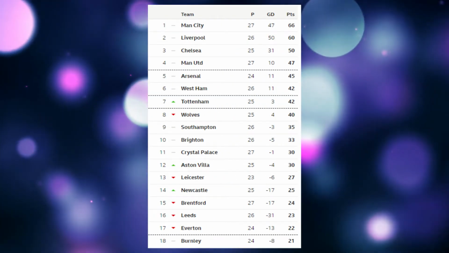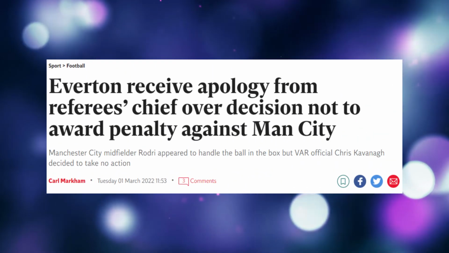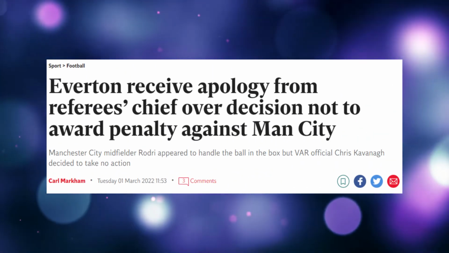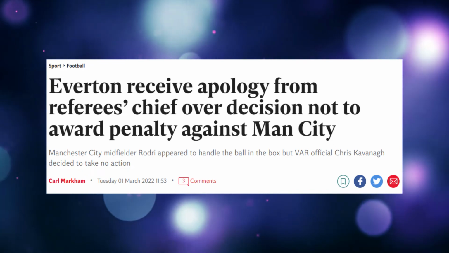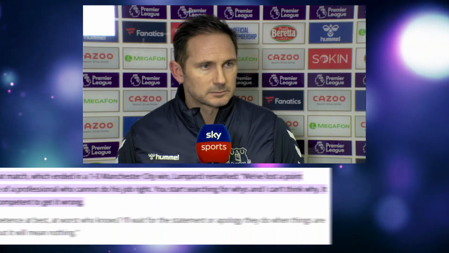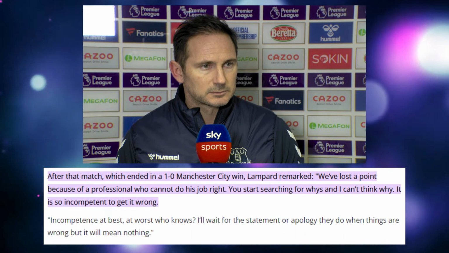At the time, both clubs were desperate for points, as Manchester City were fighting to extend their lead at the top of the Premier League and Everton were fighting to stay in it. As a result of this decision, the former PGMOL head of referees Mike Riley issued an apology to Frank Lampard and Everton following Lampard's comments where he stated, "We've lost a point because of a professional who cannot do his job right."